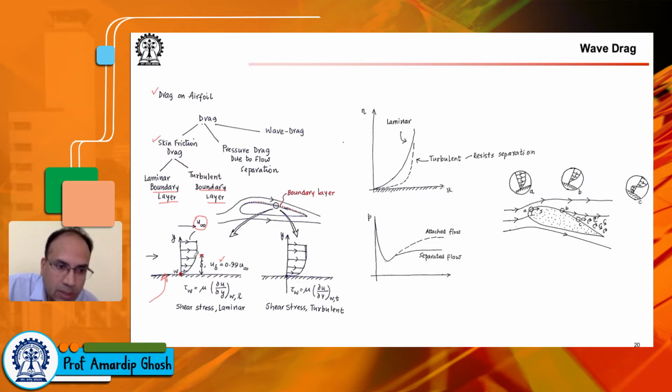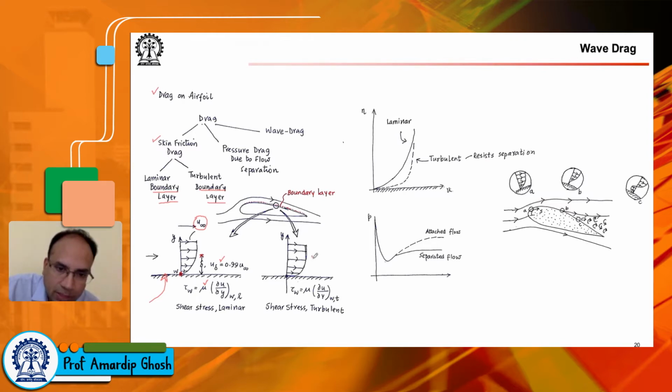Now, if you see the way the velocity is changing, you see that we have a velocity gradient in the wall normal direction. And if you multiply that velocity gradient with the viscous coefficient, then you get the wall shear stress. And this wall shear stress multiplied by the area gives you the shear force, and that integrated over the whole area of the wing gives you the frictional force that is contributing to drag.